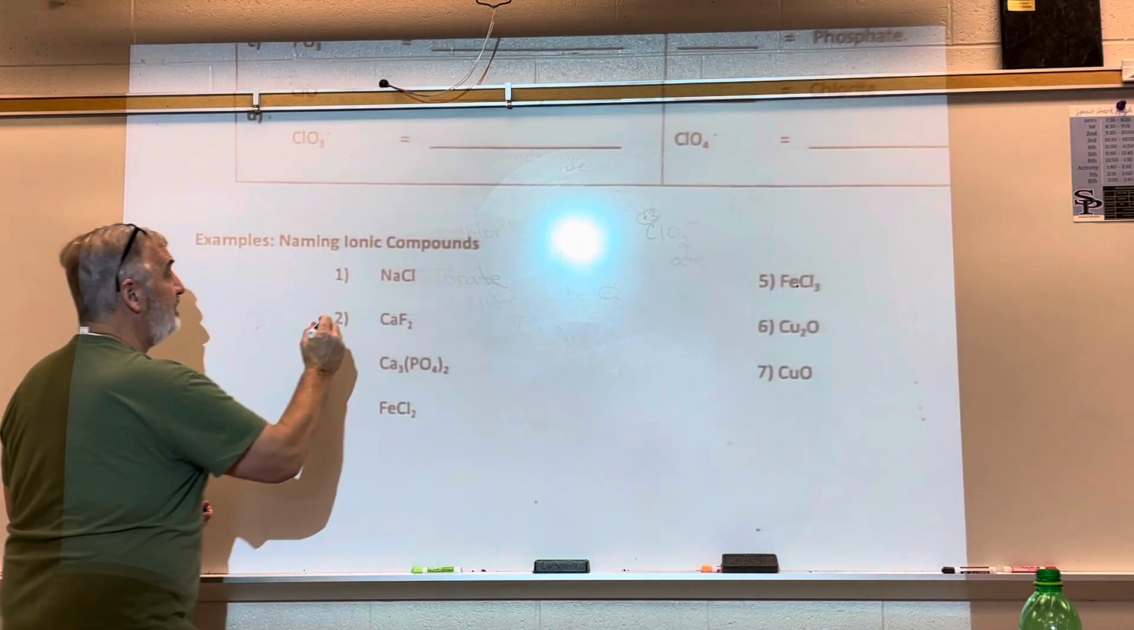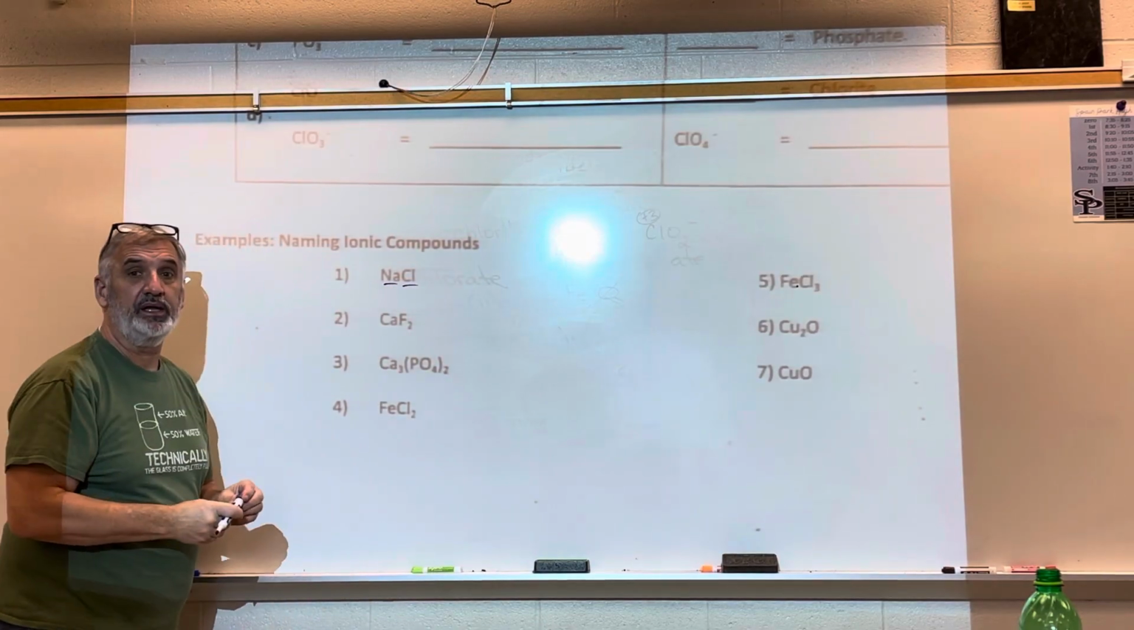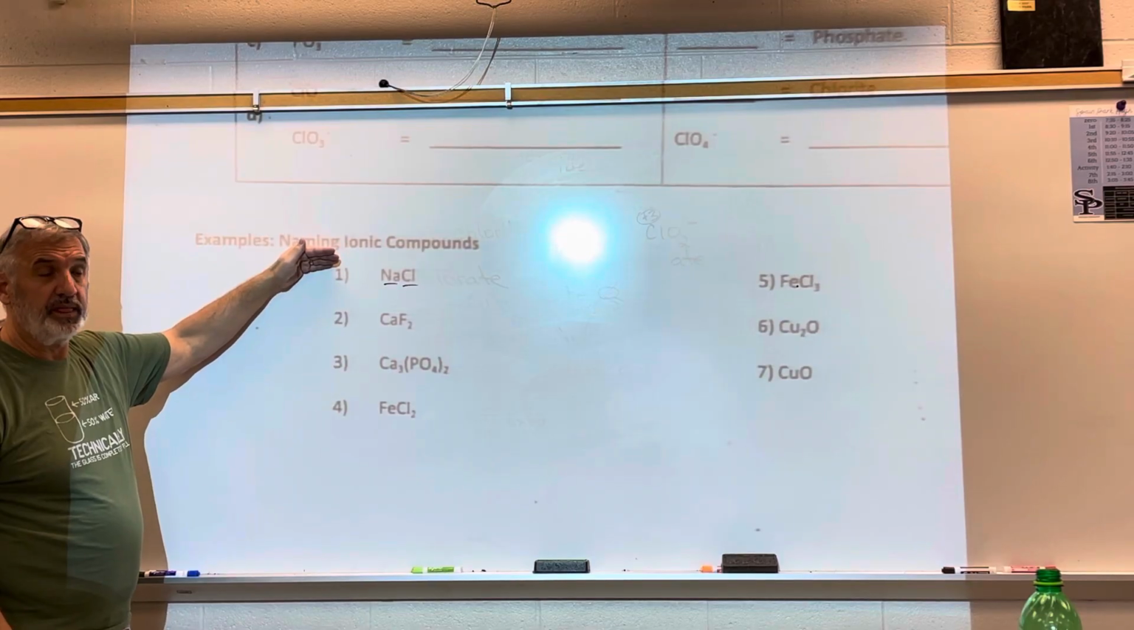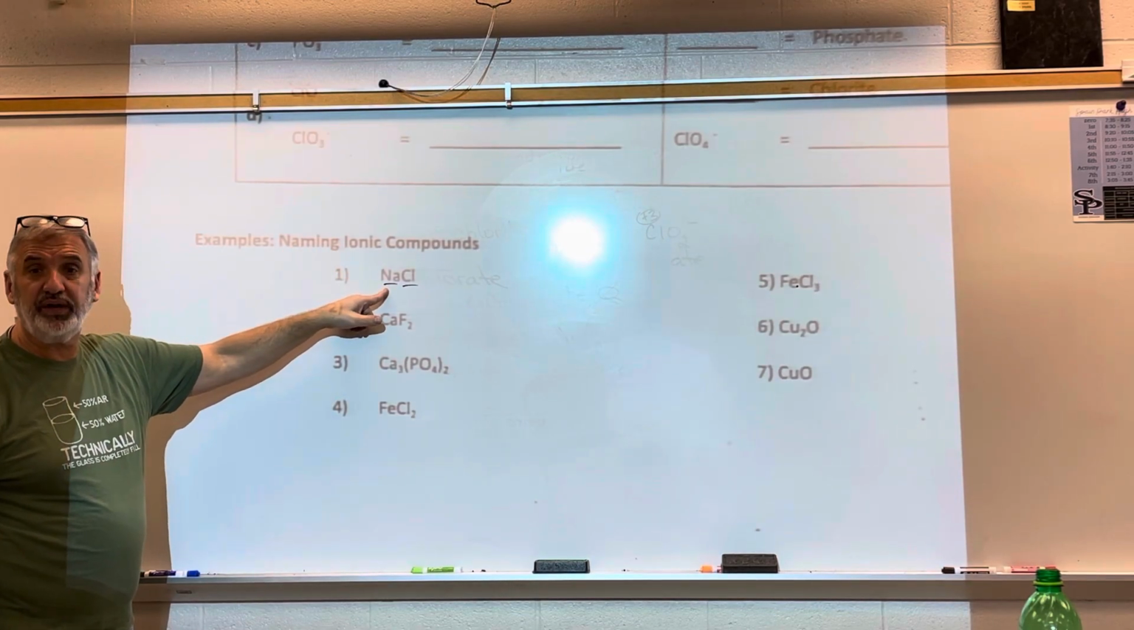So here's my positive thing and here's my negative thing. We're going to follow the rules. It's real simple. You name the cation first. But you have to ask, does sodium have more than one oxidation state?